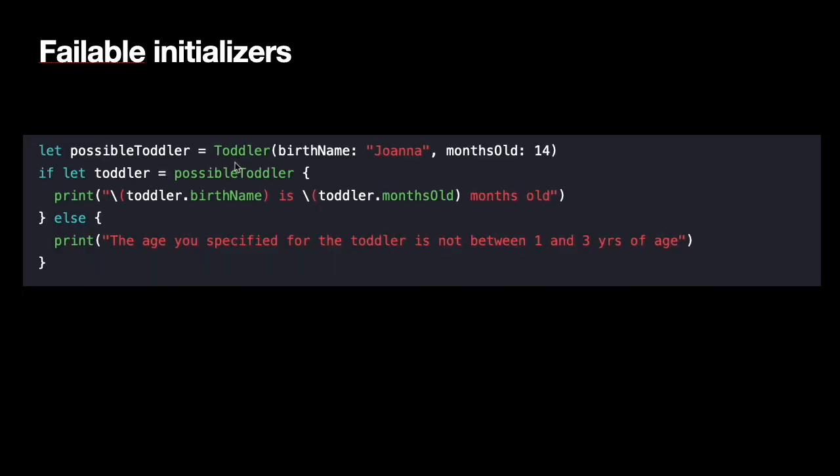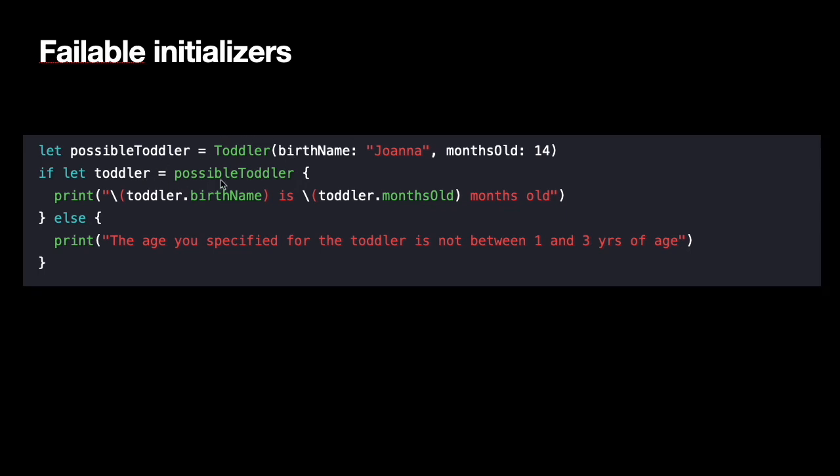Here we are using our failable initializer. So we attempt to create a toddler, we pass in our parameters to the initializer, and we create a new constant. This constant is named possibleToddler. It is of type optional Toddler because the Toddler initializer is a failable initializer, and the compiler knows that.